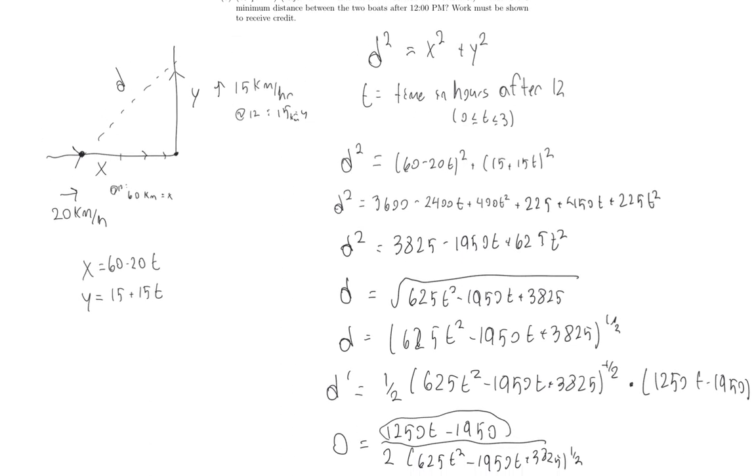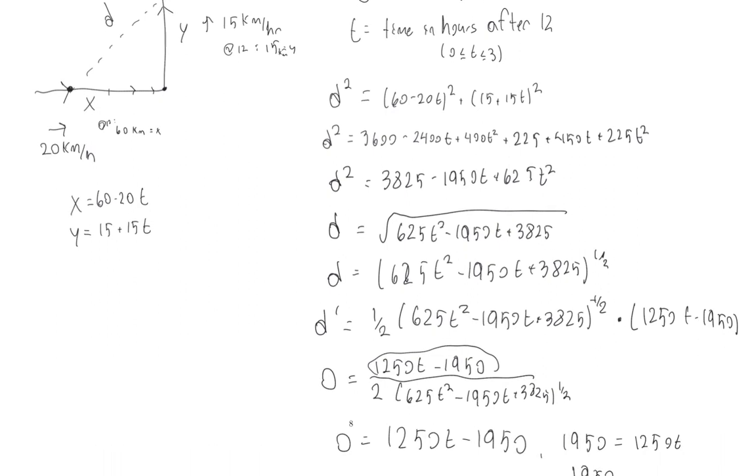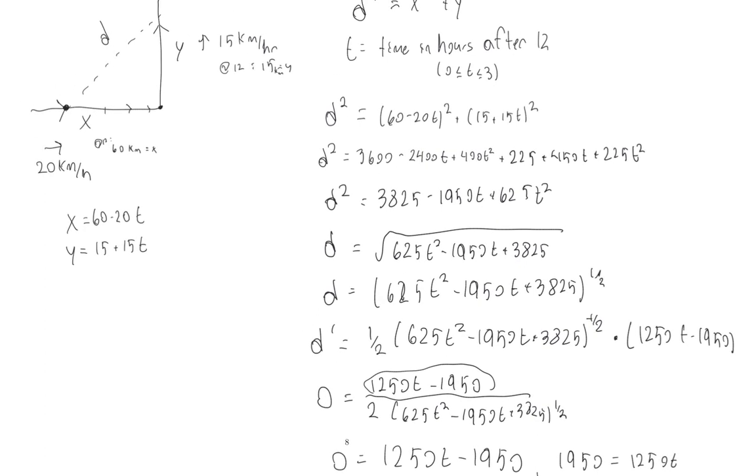So the question is, what is the minimum distance between the two boats after 12 p.m.? Well, it's going to occur here, but we're not solving for the time. We're solving for what is the distance. So we're going to plug that into our distance equation, so that our minimum distance is going to be 625 times 1.56 squared minus 1,950 times 1.56 plus 3,825, all to the 1/2.